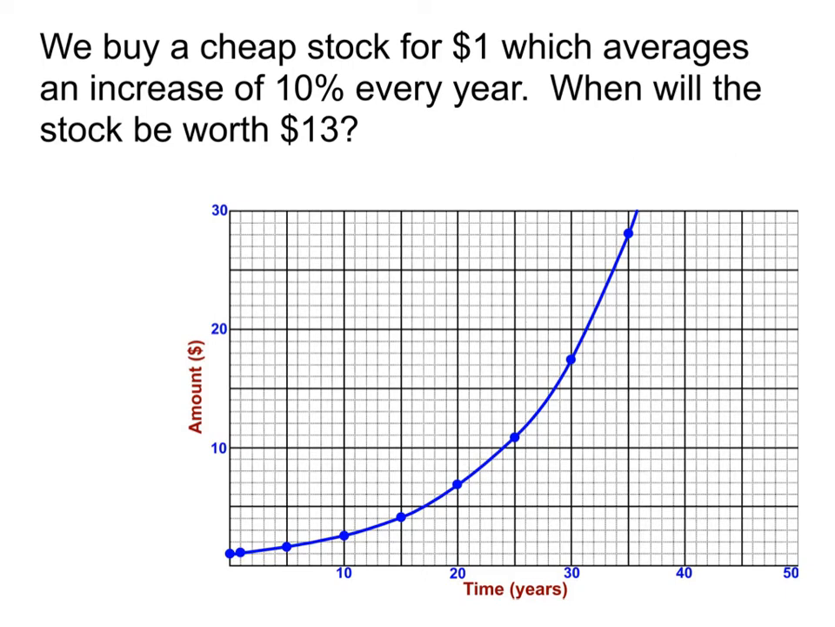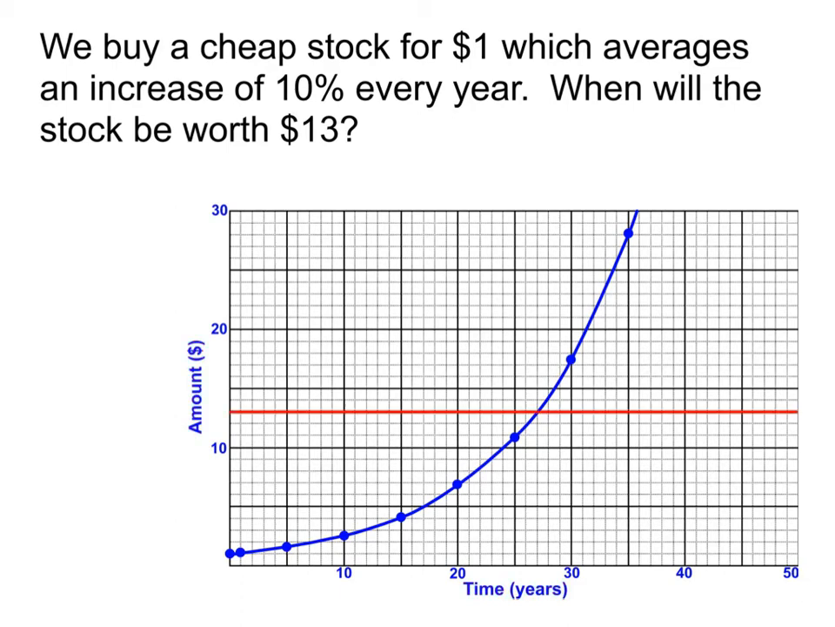And by labeling that on your graphing grid, as you've just done here, it lets us know exactly what we're looking for. Because now if I'm looking to see when it is worth $13, that tells me to look on my graph to see where the amount is 13.